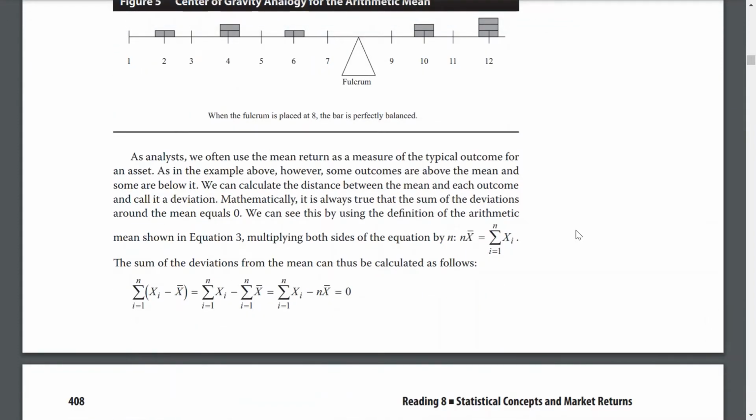As analysts, we often use the mean return as a measure of the typical outcome for an asset. As in the example above, however, some observations are above the mean and some are below it. We could calculate the distance between the mean and each observation.